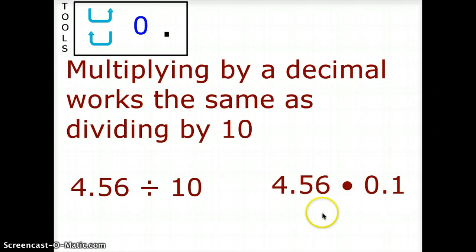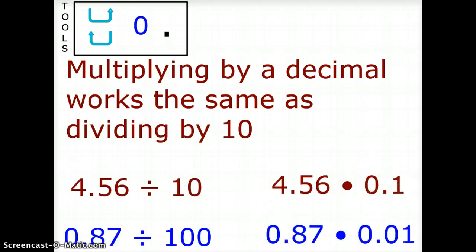When we learn more about multiplication rules, you'll see more of why this is, but all you have to remember is that there's 1 zero in this 10, so you move the decimal over by 1. And there's 1 zero in this 1/10, so you move the decimal over by 1. Same thing here. 87 hundredths divided by 100 is the same thing as 87 hundredths times 1/100. Again, 2 zeros, 2 zeros. So you can still use the counting zeros rule.